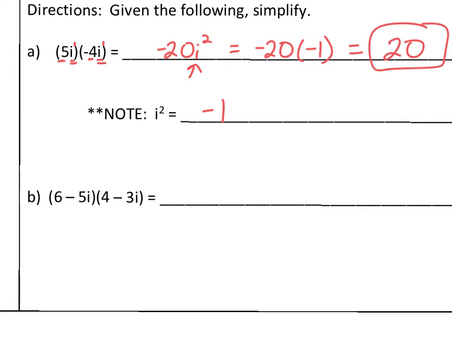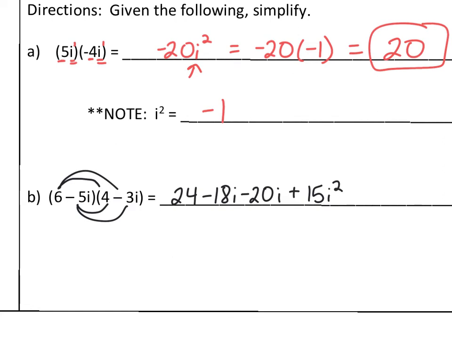Okay. Next up, letter B. What do you think we're doing here? Foiling. Good. So we'll start with first term. 6 times 4. 24. 6 times negative 3i. Negative 18. Good. Negative 5i times 4. Negative 20. Negative 5i times negative 3i. Negative 15i squared. Plus 15i squared. Yep, because the two negatives make a positive.